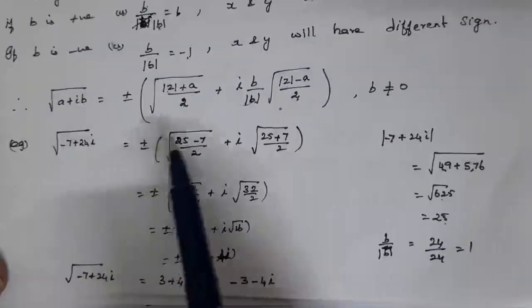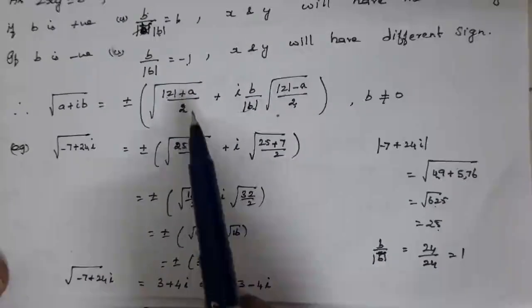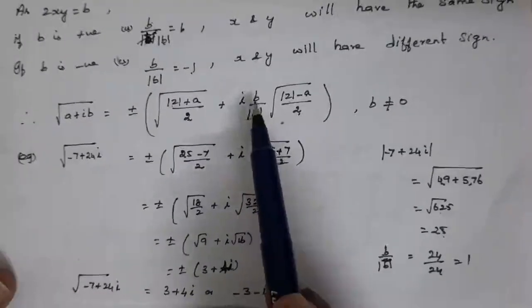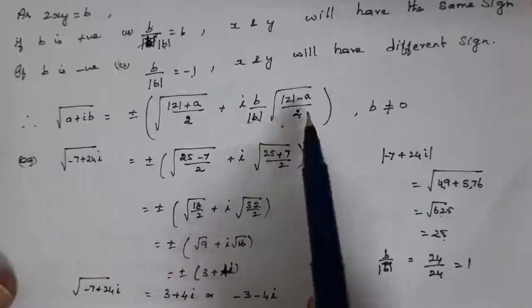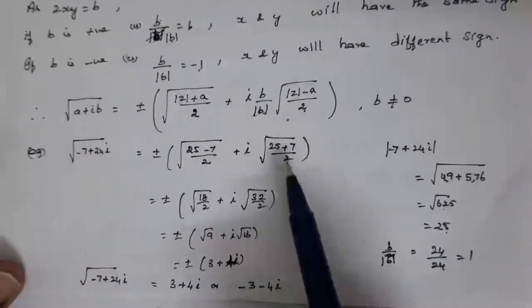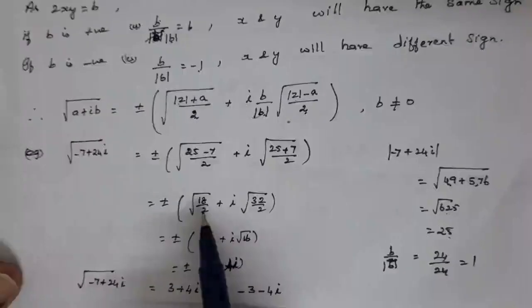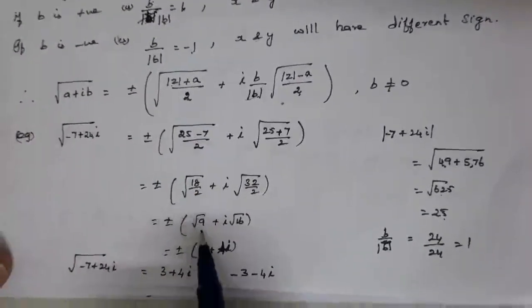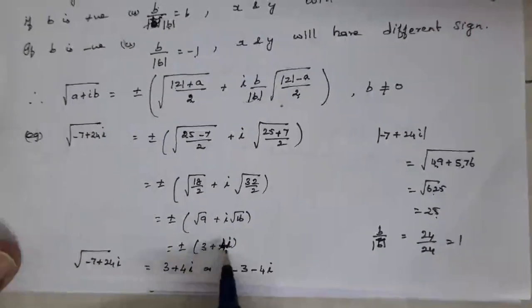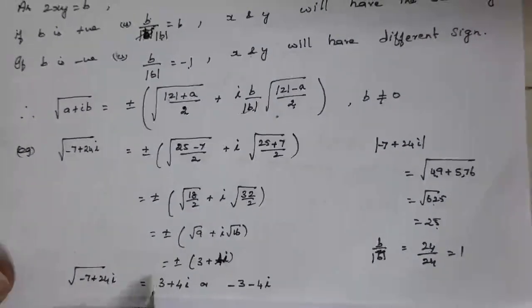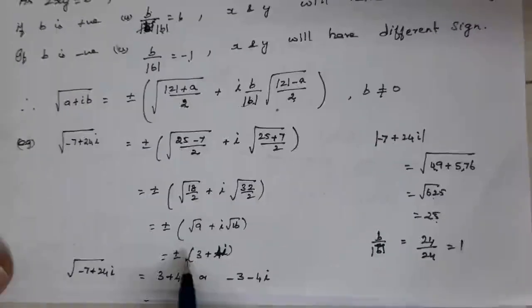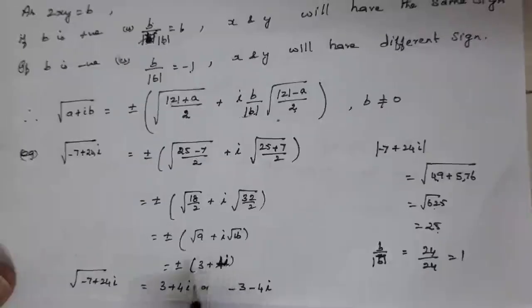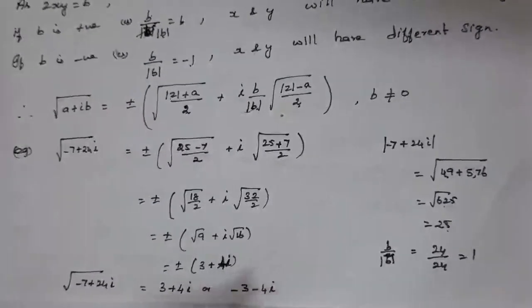So plus or minus root of modulus of z, which is 25, plus a, and what is a? Minus 7. So minus 7 divided by 2, plus i into this 1 times root of 25 minus a, so minus into minus 7 is plus 7, divided by 2. So 25 minus 7 is 18 by 2, plus i into 32 by 2, root. That is 18 by 2 is 9 and 32 by 2 is 16, that is 3 plus 4i, plus or minus. So if you take plus, both should be plus, 3 plus 4i, or if you take minus, both should be minus, minus 3 minus 4i.